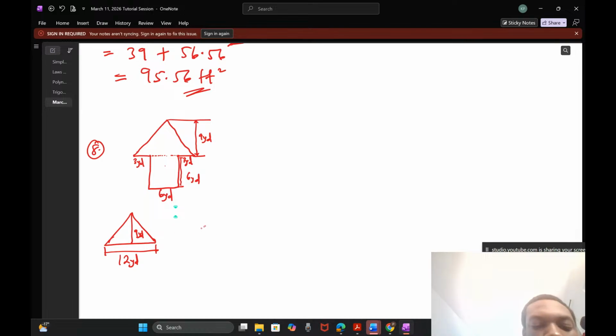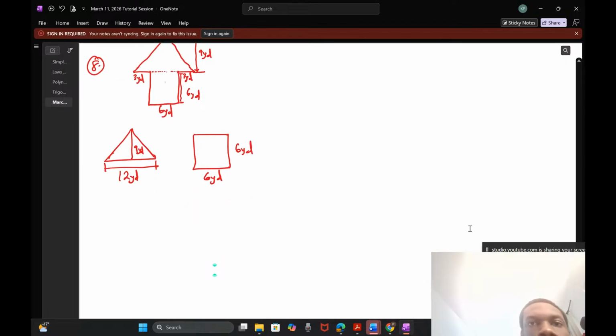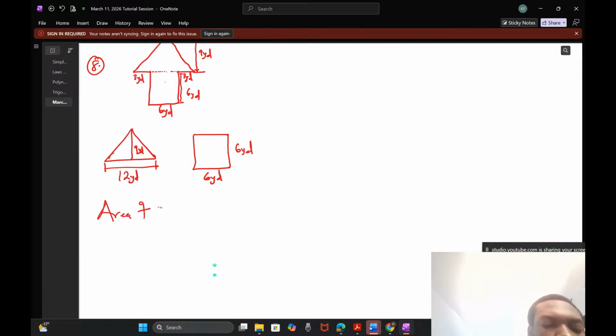And then if we want to draw out the square, this place is 6 yard. This one is 6 yard. Okay. So the area of shape is equals to area of triangle plus area of square.